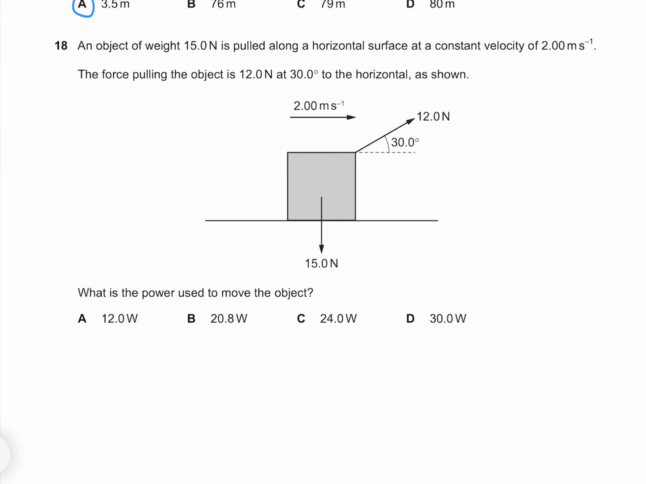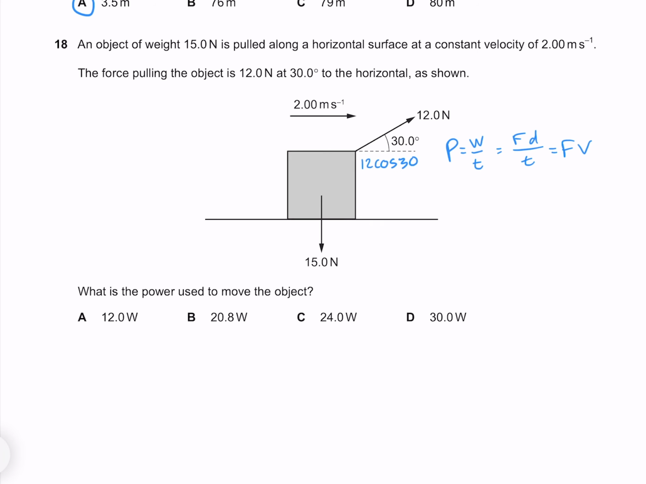An object of weight 15 newtons is pulled along a horizontal surface at a constant velocity of 2 meters per second. The force pulling the object is 12 newtons at 30 degrees to the horizontal as shown. What is the power used to move the object? Our power is our work divided by time, where our work is our force times distance. Our distance per time is our velocity, and the component of our 12 newtons in the direction of our motion is 12 cosine 30. Putting those numbers in gives me 20.8 watts, so our answer is B.